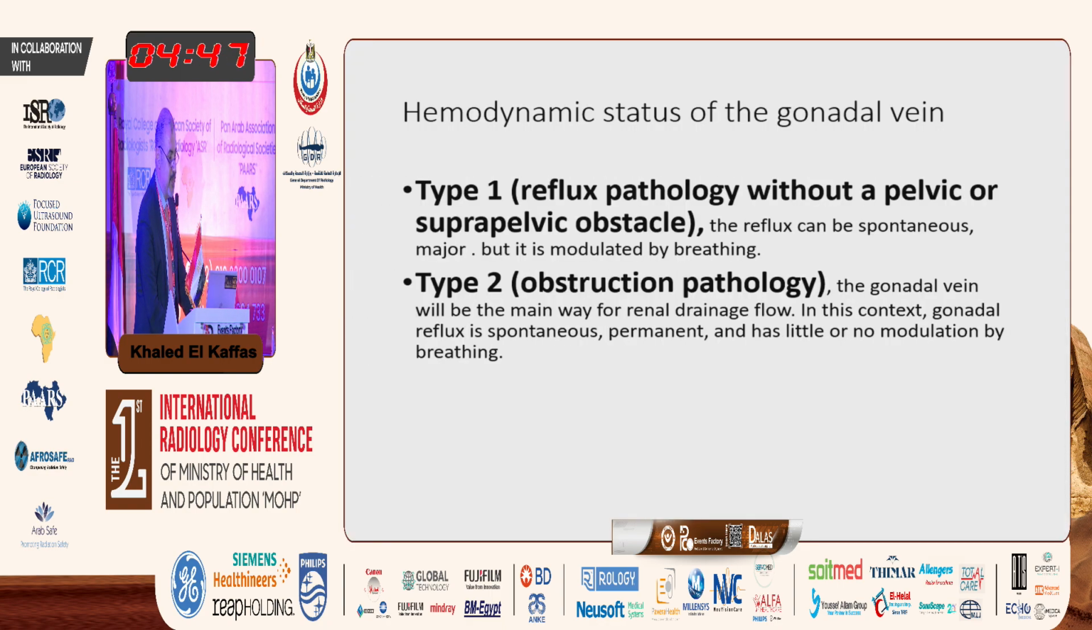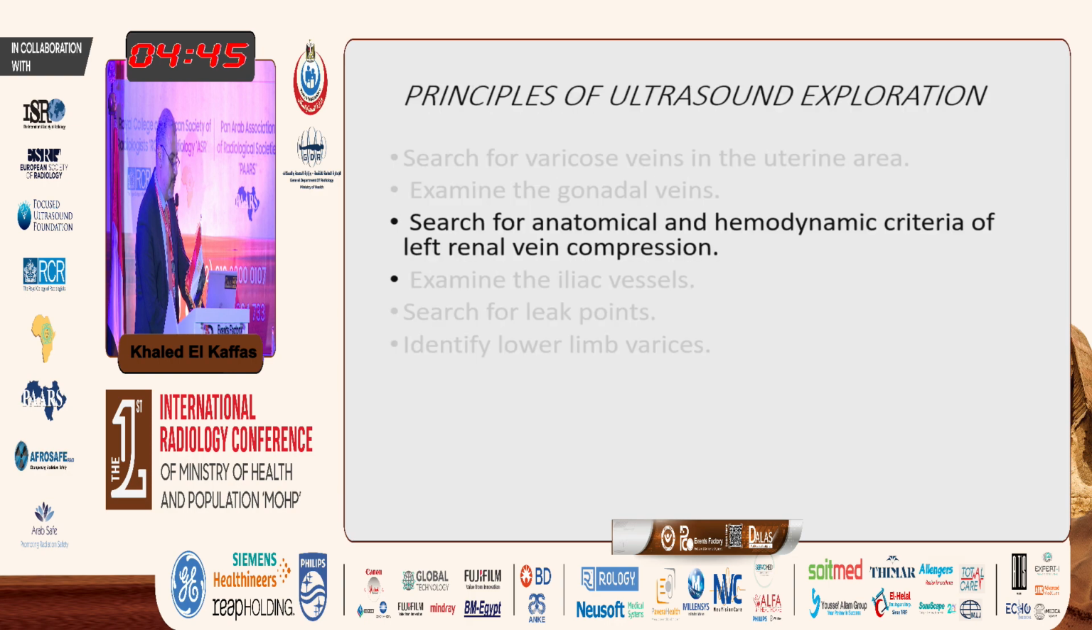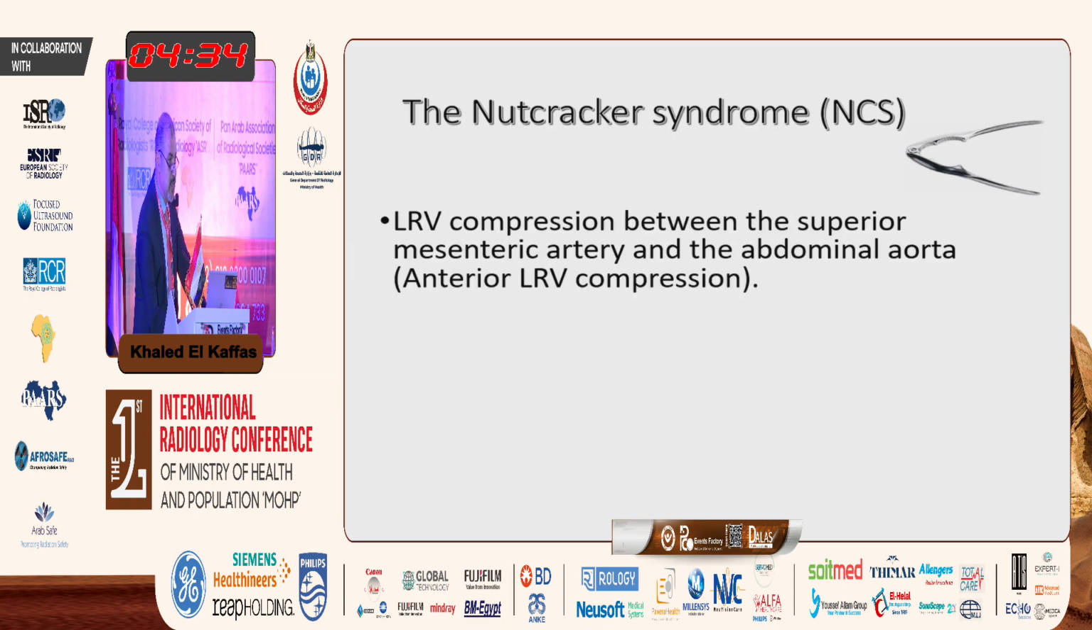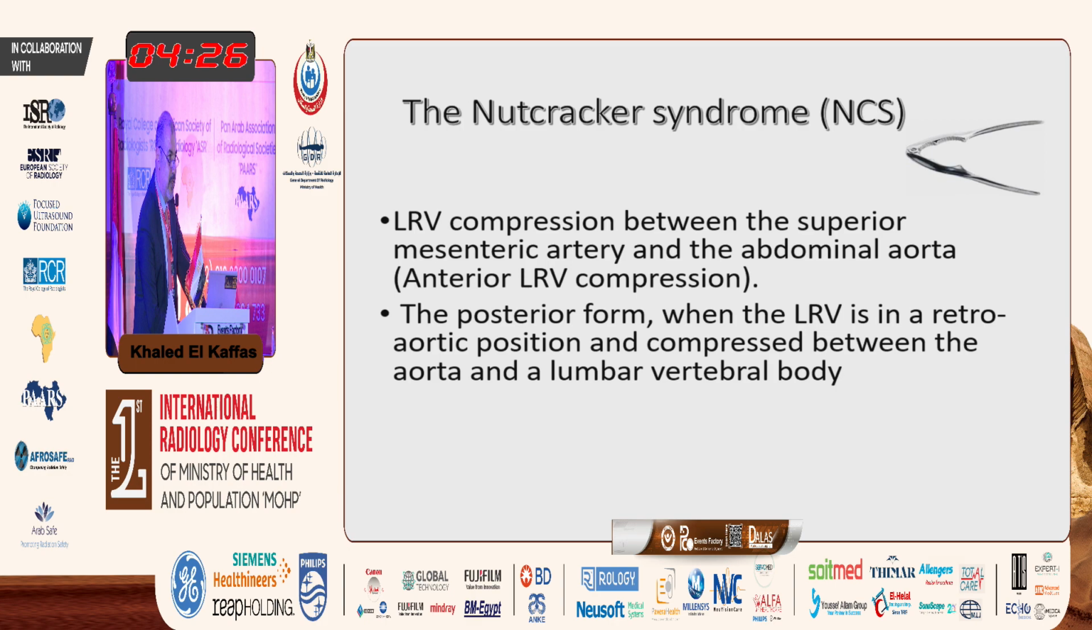We have also two types, obstructive or non-obstructive. So after this, we go to exclude the obstructive type, either at the level of the left ovarian vein. We call it, as we know, nutcracker syndrome. It has many types. The most common is compression of the left renal vein between the superior mesenteric artery and the aorta, and the posterior type, compression of the left renal vein posterior to the aorta and the vertebra, across the vertebra.